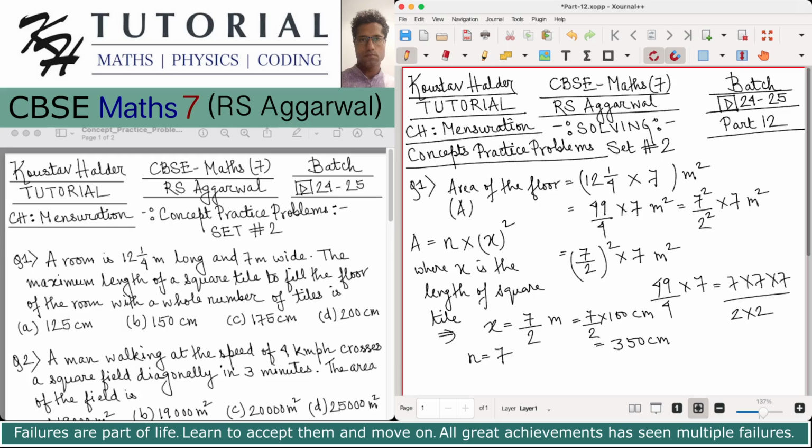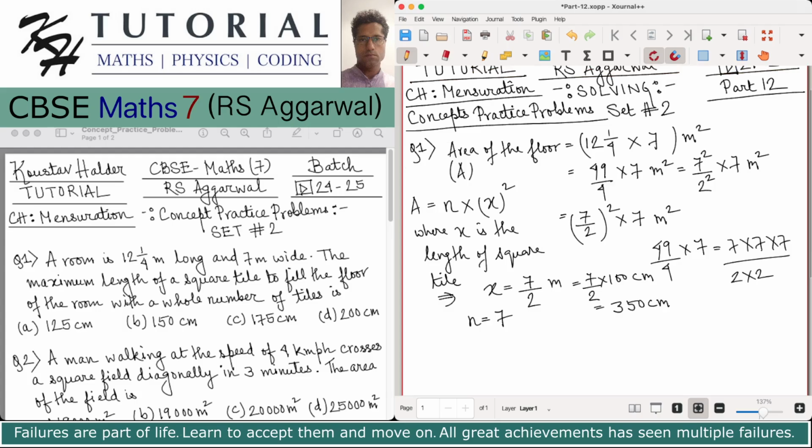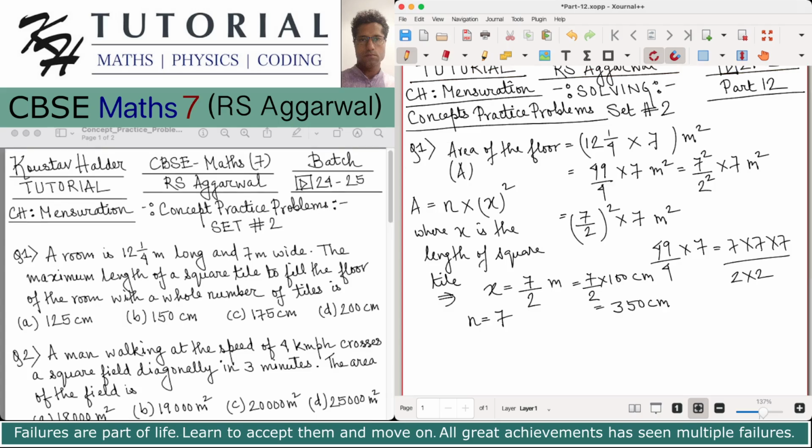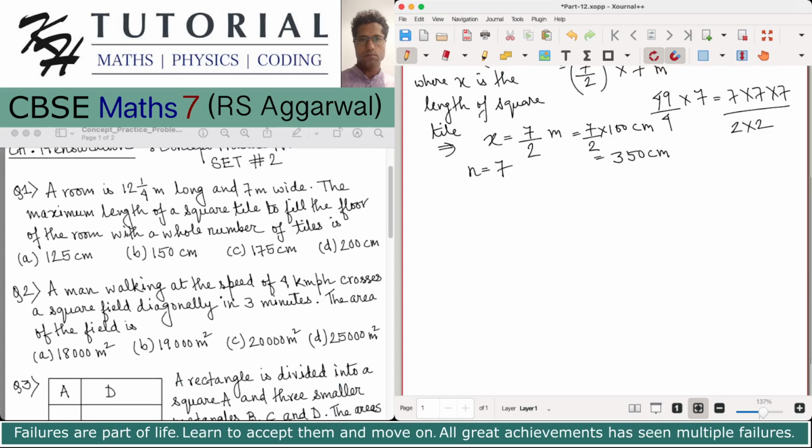As for my understanding, I think 350 centimeter should be the maximum length of a square tile, and the whole number of tiles required will be 7. Okay, let's do the next problem. Sorry, I failed to solve problem number 1 properly. Question number 2.